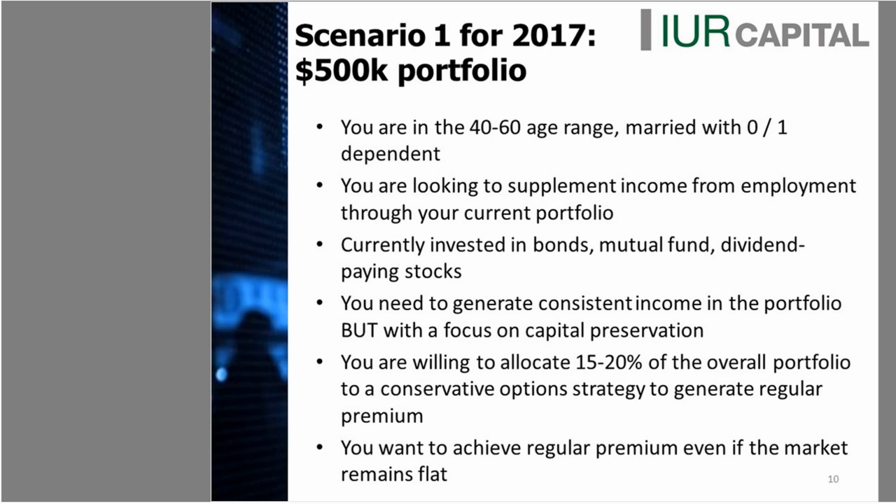Scenario 1, most likely you're sitting with a 6-figure portfolio that's either being self-managed or by someone else in the 40 to 60 age range with little or no dependence. It's likely you've got some kind of income through your own financial circumstances, but you've also got the objective to increase your income through this portfolio. It's likely you've got some kind of traditional structure to the portfolio, so bonds, mutual funds, and some dividend-paying components in there. It's also likely you've benefited modestly from this 5 or 6% gain during early 2017.